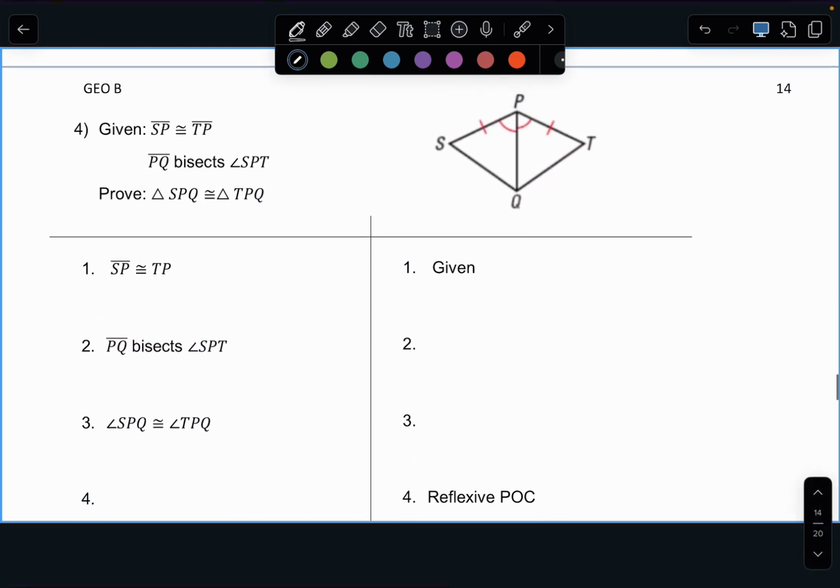Okay, next one. It says SP is congruent to TP. So we have those 2 yellow pieces congruent. It also says PQ bisects angle SPT. So that was a given statement. So I'm just going to fill out my proof really quick. Those are my 2 given statements.